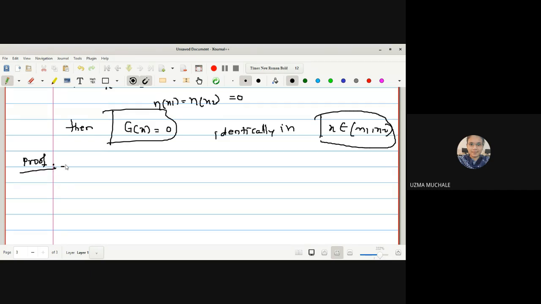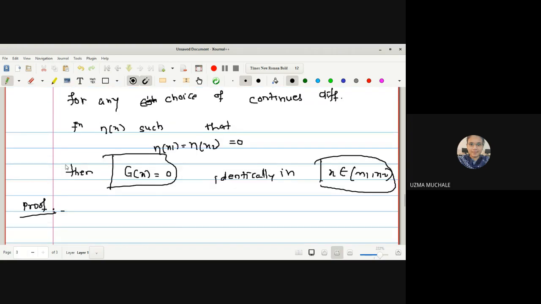So first we have to write down what is given. Our aim is to prove that g of x is equal to 0 identically. What do you mean by identically? It means that g of x is completely equal to 0. So if I want to prove g of x is equal to 0, let us prove the result with the help of a contradiction. Assume that g of x is not equal to 0 in the interval, that is, g of x is non-zero.